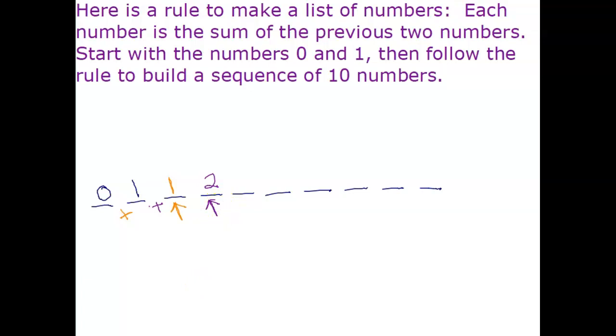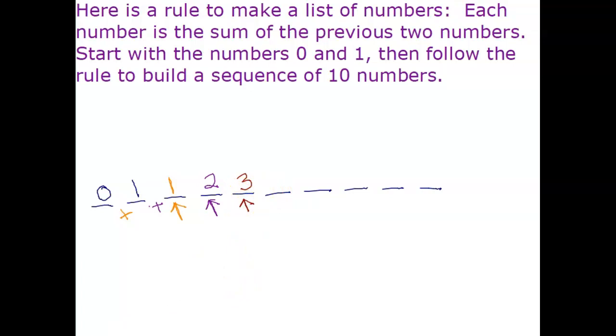And so continuing on like that, the next number that we're going to look for is going to be this number. And so now we're going to add 1 plus 2 together to get 3. So each subsequent number is the sum of the previous two numbers. So to get this one, I add the previous 2. To get this one, I add the previous 2.